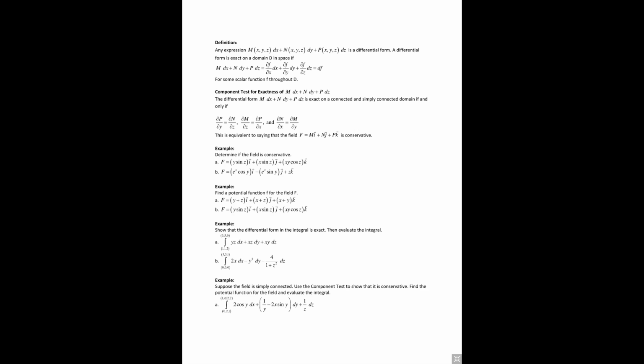And again, I'm going to show you how this is going to work in order to be able to do this. And then the last thing we have is the test for exactness. So the test for exactness kind of falls in line with the test for conservative. So if it's conservative, it's exact. All right.